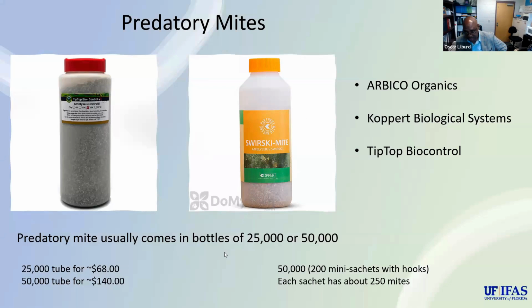You can buy these in bottles of 25,000 or 50,000. You can also buy the sachets for them. The 50,000 option has 200 mini sachets with hooks in them, and each one of these sachets has about 250 mites. So this is an option for control.